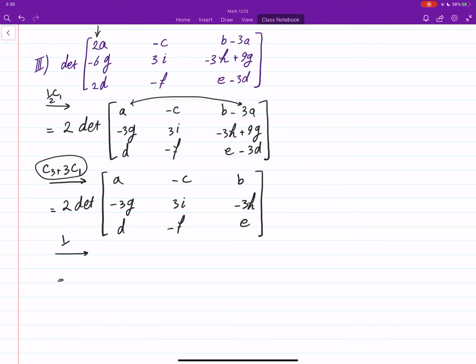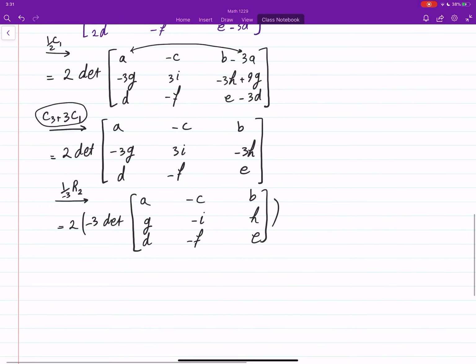So let's just divide row 2 by negative 3, or multiply it by 1 over negative 3. Then the result would be that the determinant will be multiplied by 1 over 1 over negative 3, which will be negative 3. And then the determinant of A, minus C, B, G, minus I, H, E minus F, D.